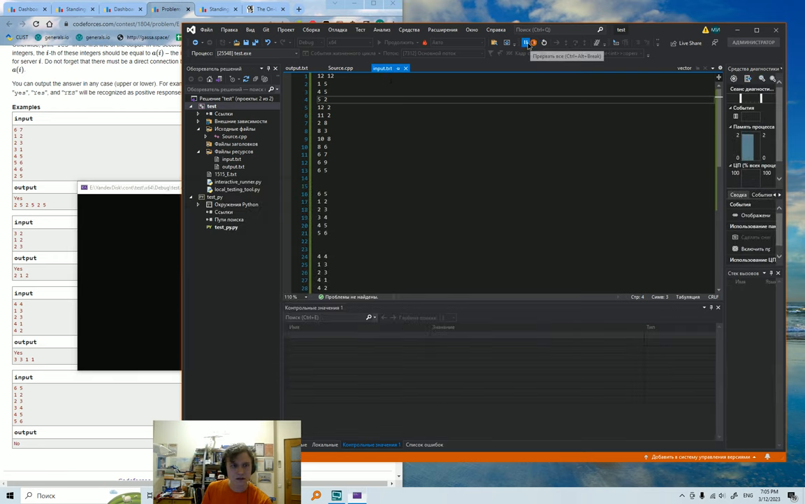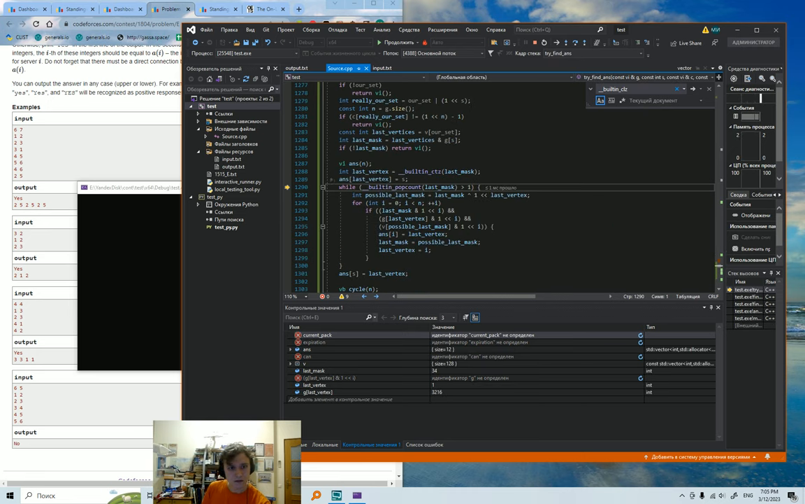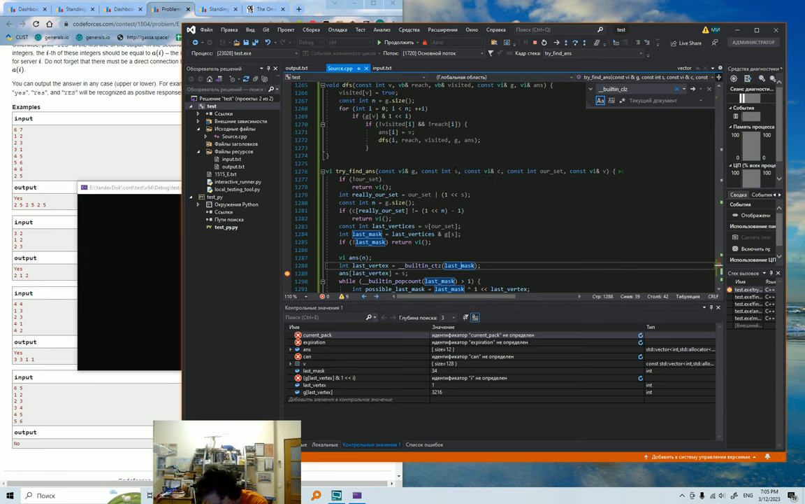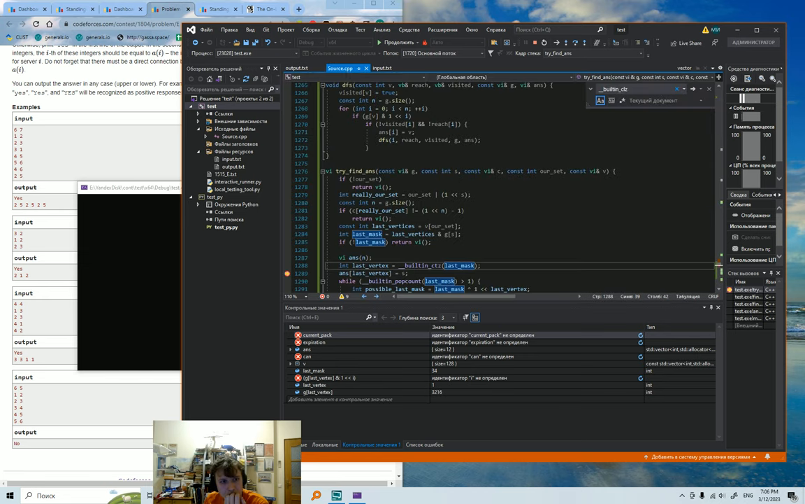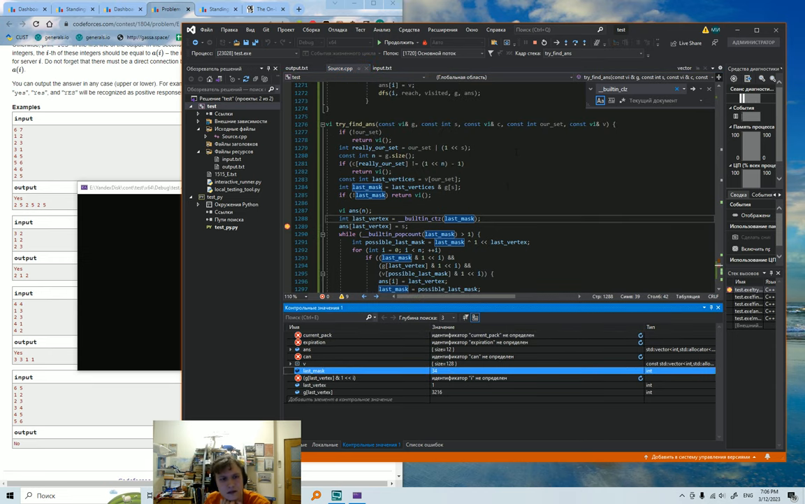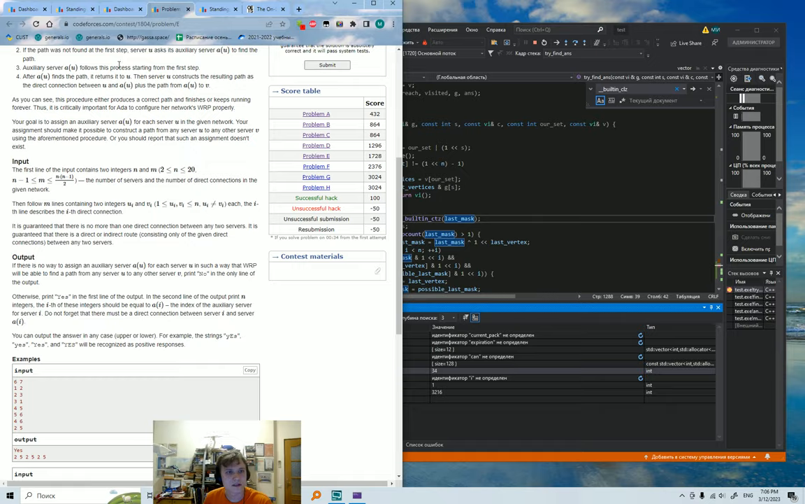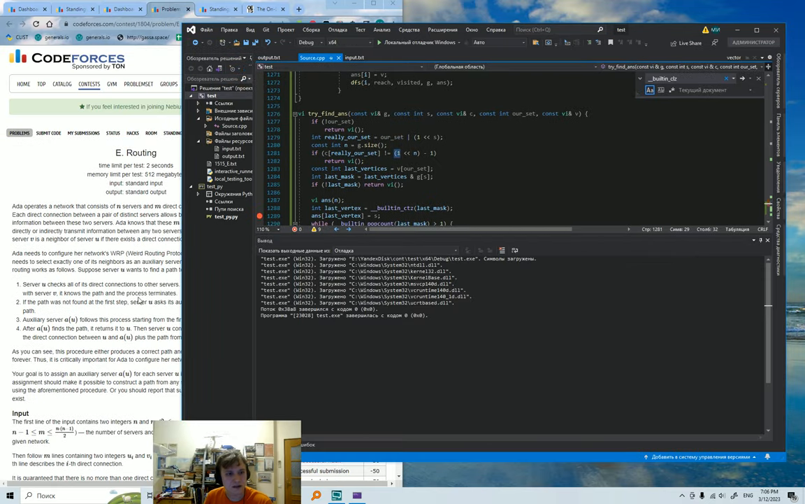Now it's not very fast, is it? What do we have here? Last mask 34, it's like 5 and 2. I don't get it. And also S is 7. Why 34? 34 is something very strange. I think I need some stress test. Yes, I need to make it fast also.